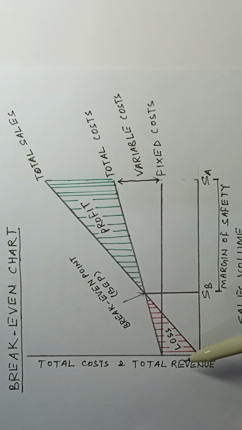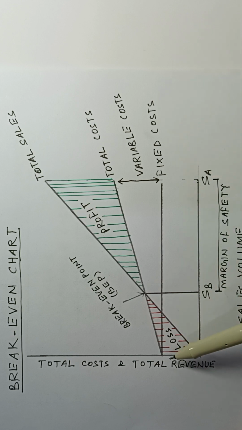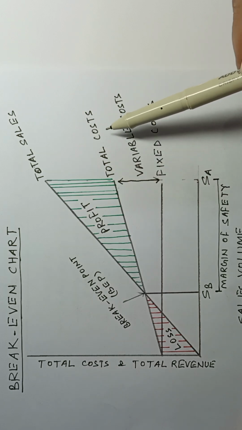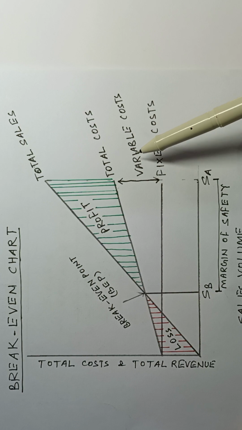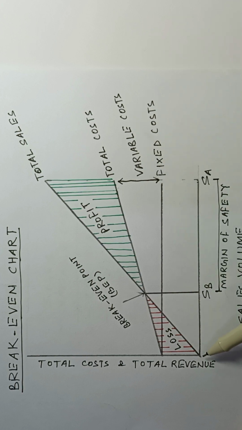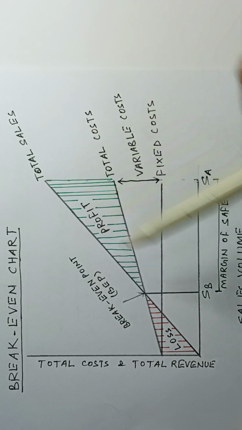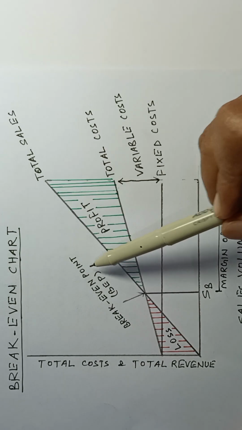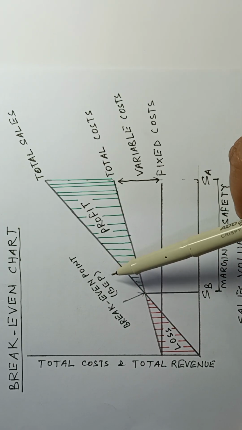Here we will see that this line indicates fixed costs, whereas this line indicates total cost. Total cost means fixed cost plus variable cost. And here this line indicates total sales. Now this point is known as break even point, or it is also called BEP.